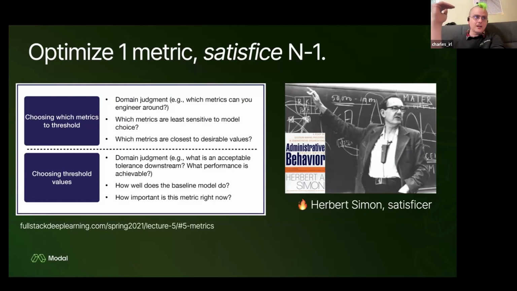For my precision, I'm actually going to optimize my precision. Precision is what matters the most. I never want to give a wrong, a false negative. And so I'm going to optimize precision and satisfice on recall or other metrics.